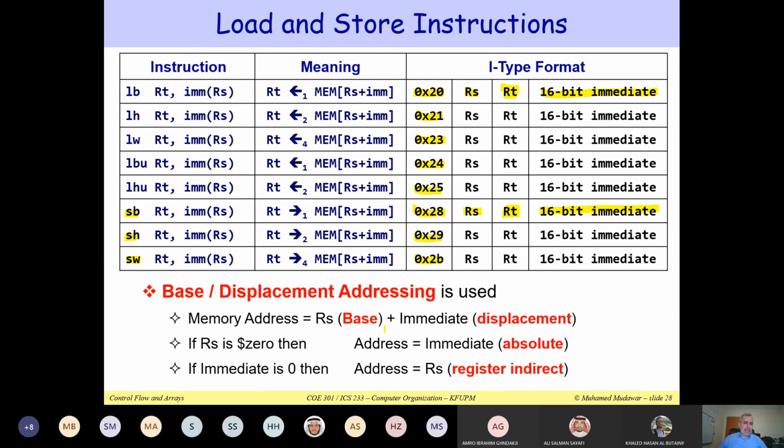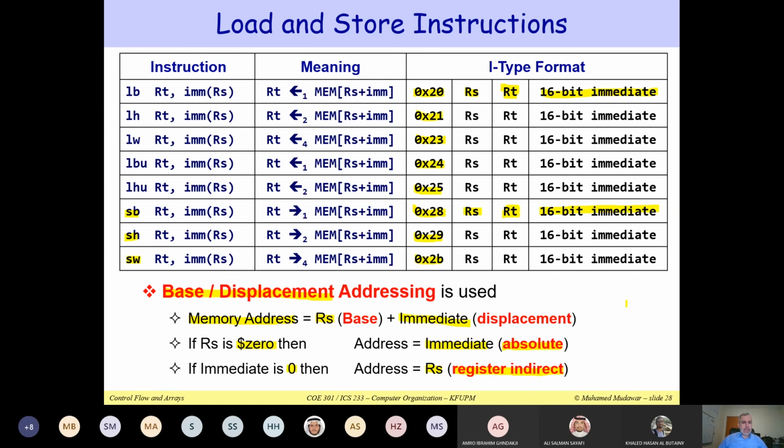The addressing mode is called base displacement addressing. We calculate the memory address by adding 2 values: the value of RS, which is called the base address, plus the immediate constant, which is called the displacement. Now, if you specify RS to be register 0, then the address will be just the immediate, so this will be absolute addressing. And if you choose the value of the immediate to be 0, then the address will be the value of RS only, and this is called register indirect. In other words, if you don't really need the immediate, you can make it 0, and it becomes register indirect.